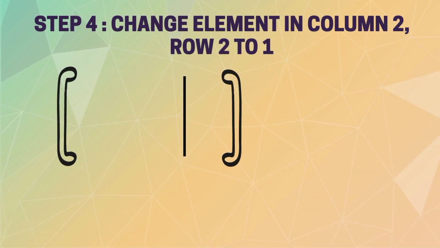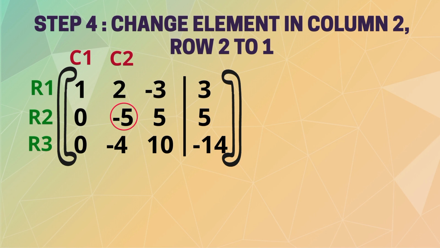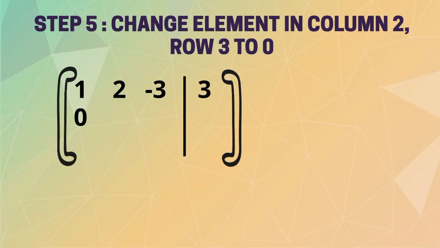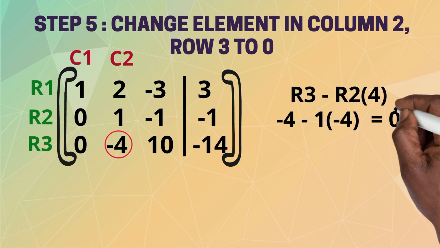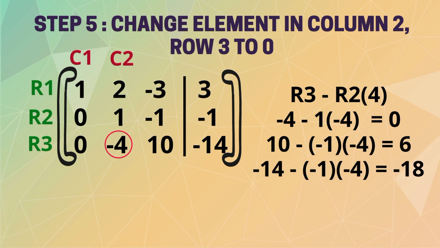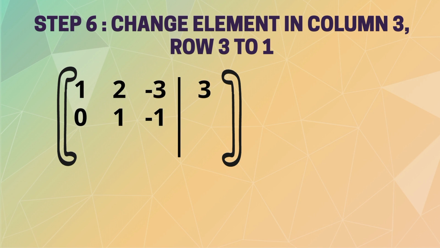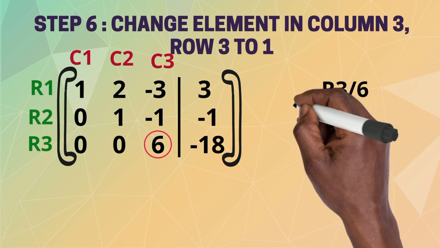Step 4. Change the element in column 2, row 2 to 1. For this, we have to use another rule which is row number 2 divided by -5. Step 5. Change the element in column 2, row 3 to 0. For that, we have to subtract row number 3 with row number 2 multiplied by 4. This is the last step for this part, which is changing the element in column 3, row 3 to 1. For that, we have to divide row number 3 by 6.